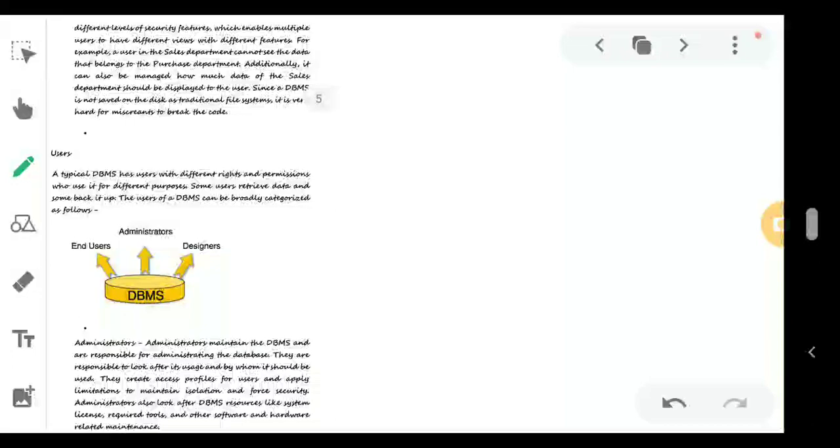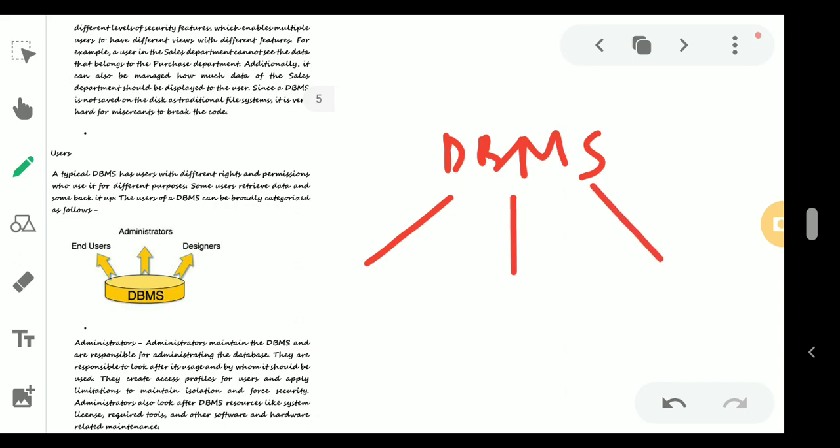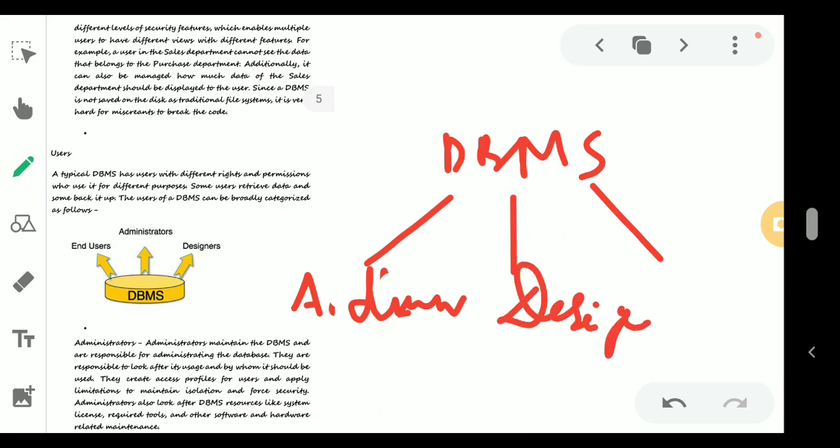So today we will learn about a few components, we can say, of how a database or database management system is created or handled. Okay, so DBMS consists of three main pillars. Okay, I'm writing this one. DBMS consists of three main pillars. One is the administrator. I'm writing ADMN, that is for admin. Okay, designer, and one is the end user.